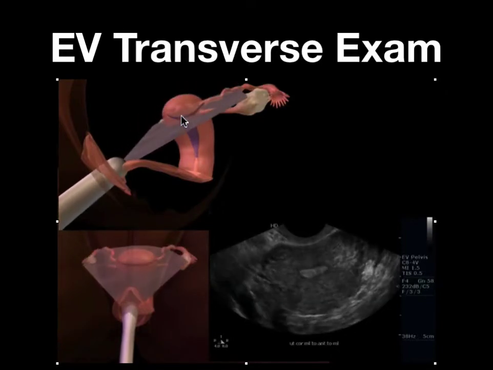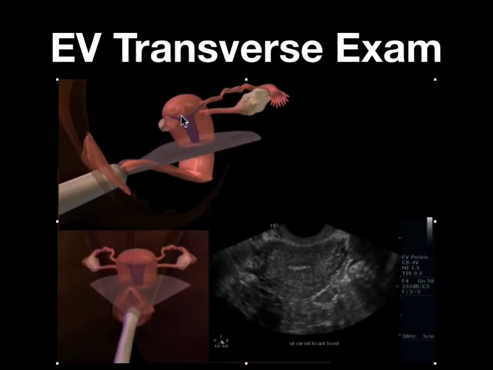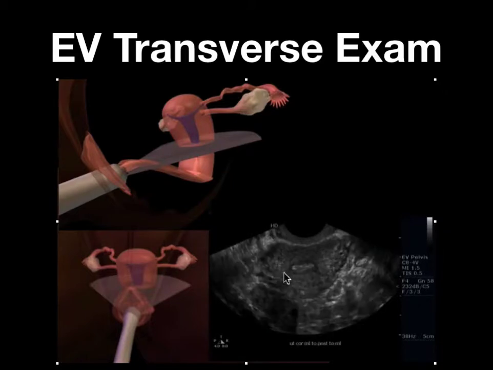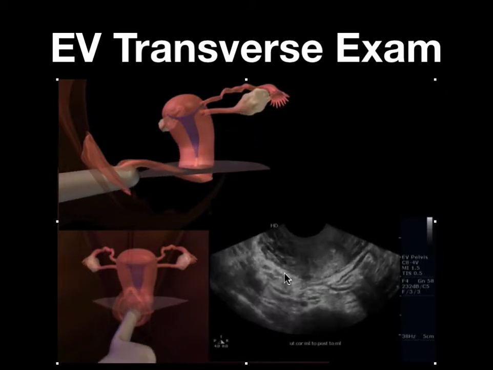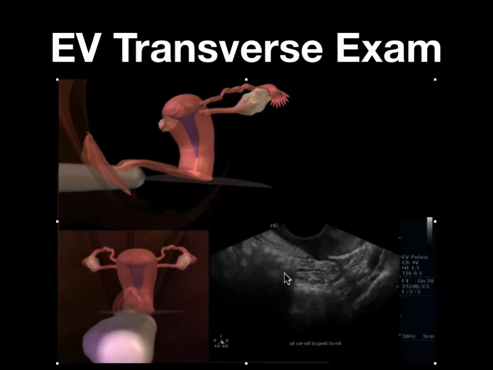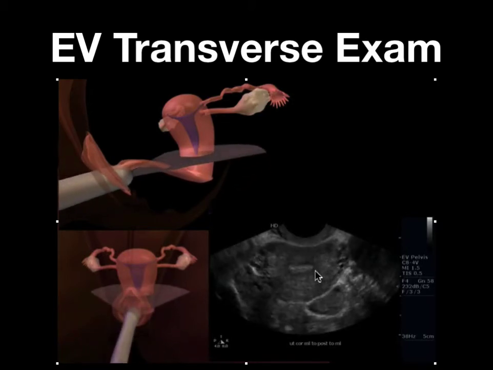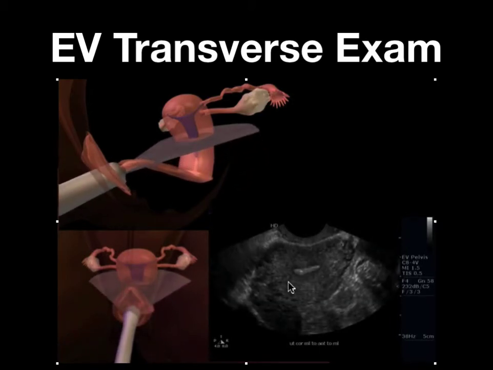And by bringing the handle up, you're going to be shooting the beam more posteriorly, and you'll be going into the lower uterine and cervical region. So again, make sure when you perform this exam that you do a full sweep going from the cervical region all the way through the fundus.